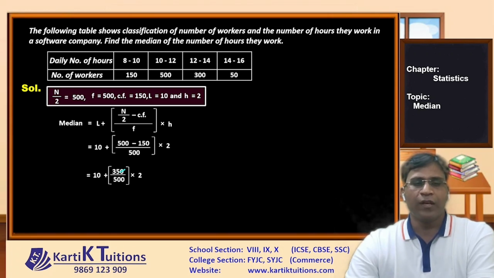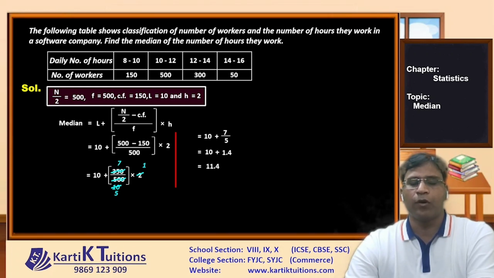Now see, 10 will get cancelled. 35 and 50 come in the table of 5: 5 sevens are 35, 5 tens are 50. Now 2 ones are 2, 2 fives are 10. So basically we get this as 10 plus 7 upon 5. Now 7 upon 5 you can do orally. It will give you 1.4. So 10 plus 1.4 will become 11.4.